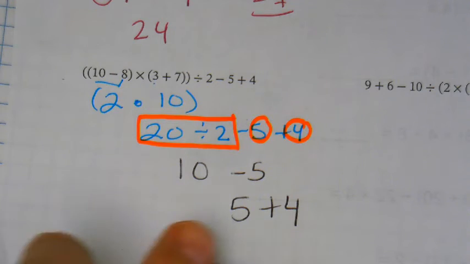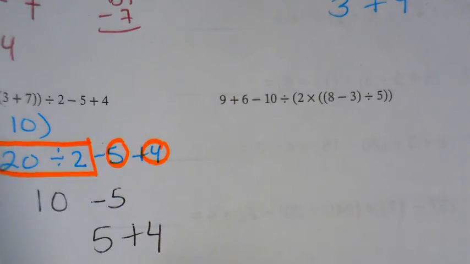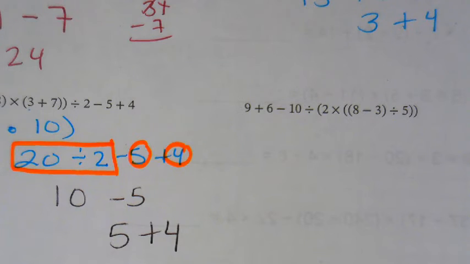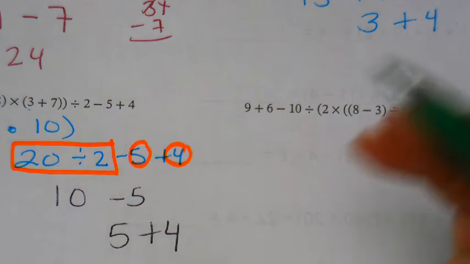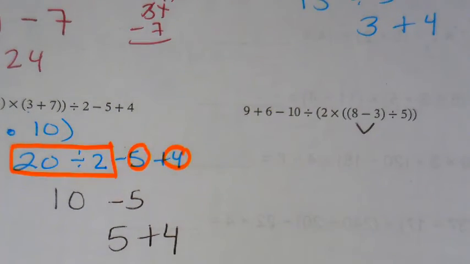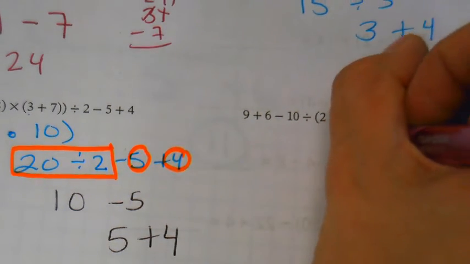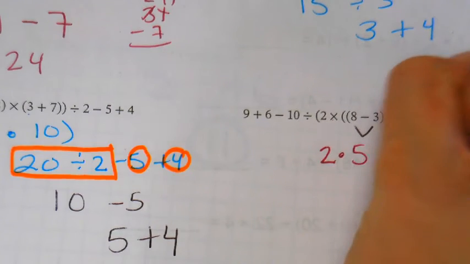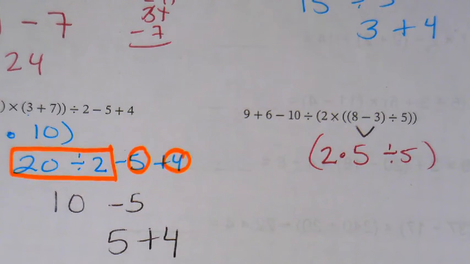All right, next one. What do I do? 8 minus 3. That one looks really complicated, but it's not. Do 8 minus 3 first. What's 8 minus 3? 5. So I have 5. Then I have a times 2. Then I have a divide by 5, all within that parentheses, right?